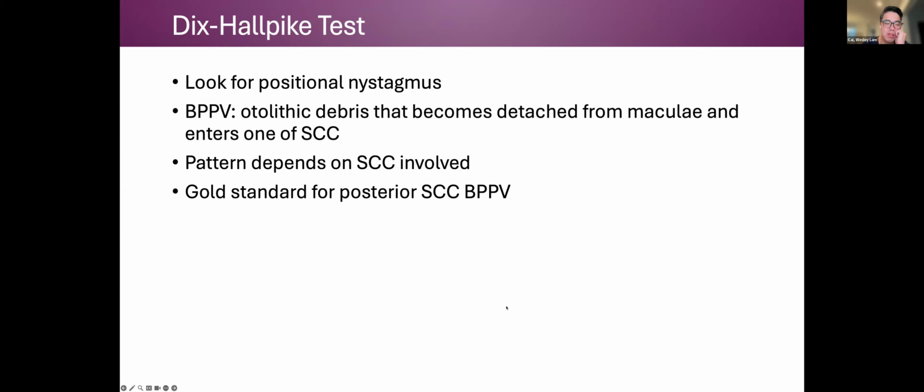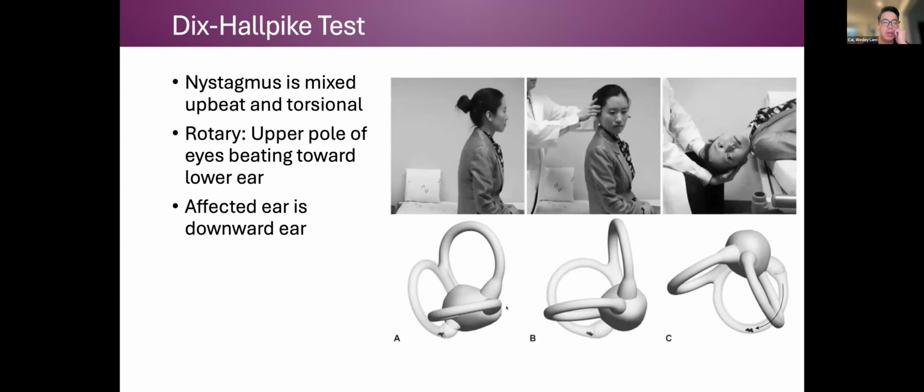So BPPV is theorized to be otolithic debris that detach from the macula and enter into the semicircular canal, and the pattern of the nystagmus depends on which semicircular canal is involved. For the most part, the large majority of patients have posterior semicircular canal BPPV. And so that's why what you'll see in the Dix-Hallpike test is an upbeat mixed nystagmus.